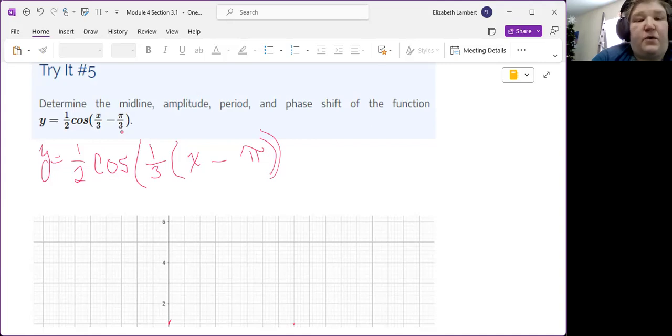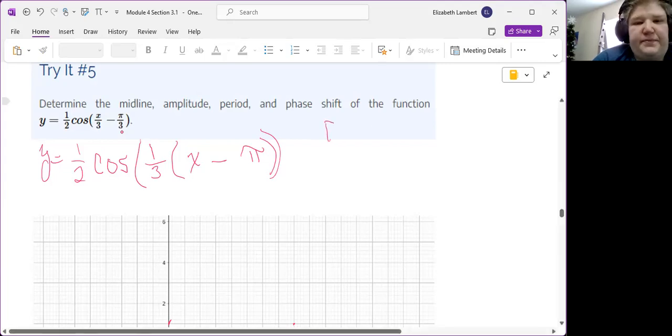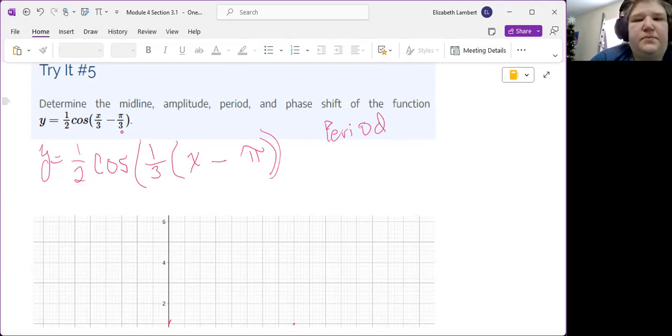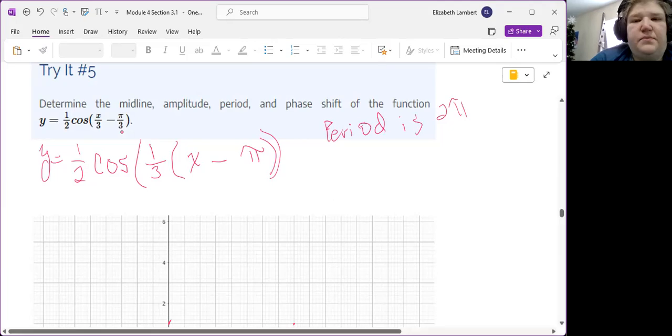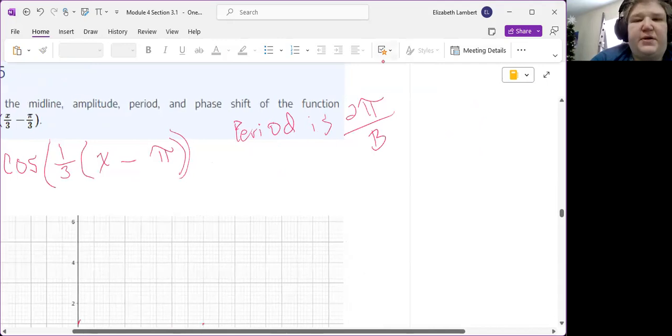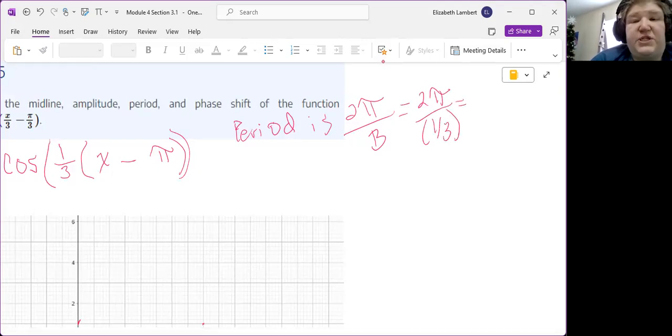All right, so our period is 2 pi over b. B is 1/3. Which means this is 2 pi times 3, which is 6 pi. So that 1/3 is stretching the graph.